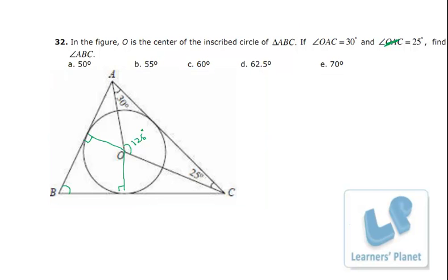Now this line AO is passing through the center, so when it intersects a tangent, this angle will be 90 degrees, because this part will become the radius. So this angle is 90 degrees and it will be a straight line. Similarly, this is a straight line.